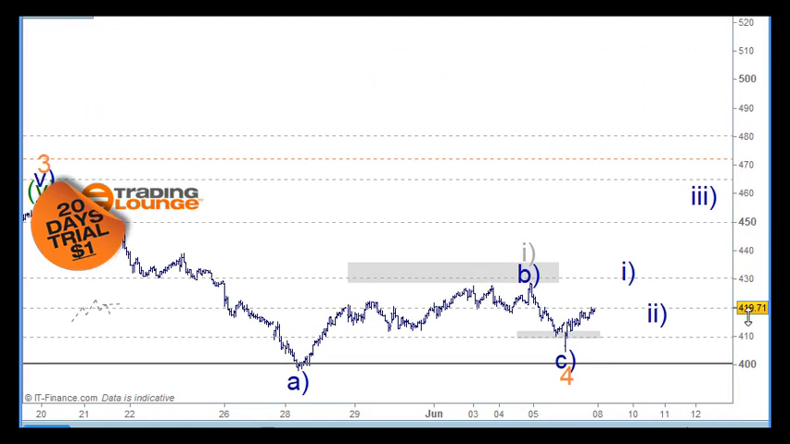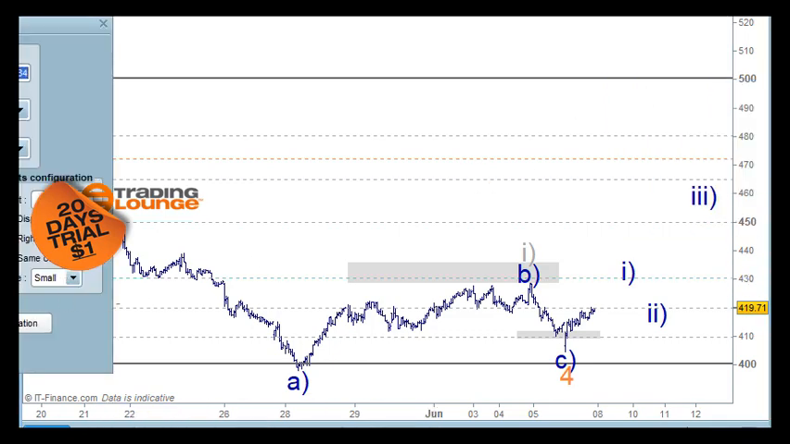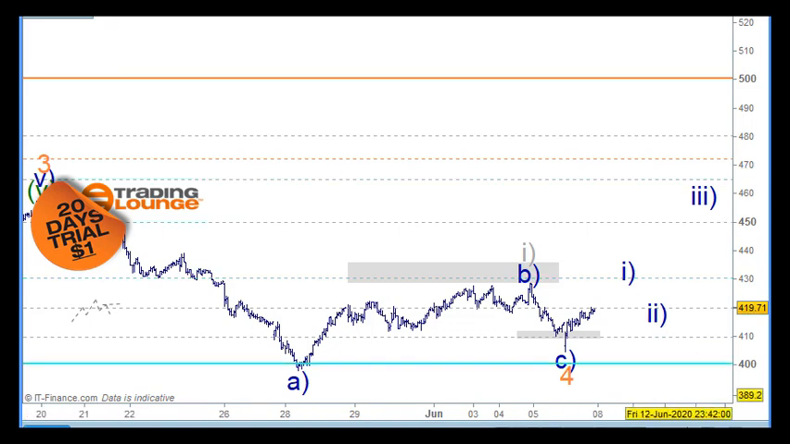But really, in a nutshell, going from 400 to 500 here, this is a major level, 5 being the second strongest number in the market.